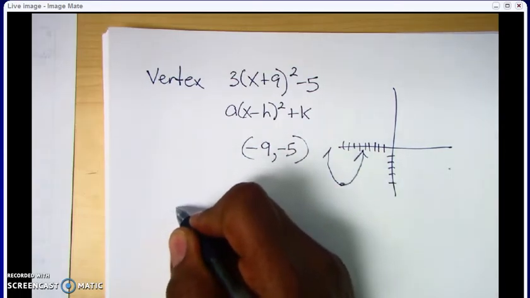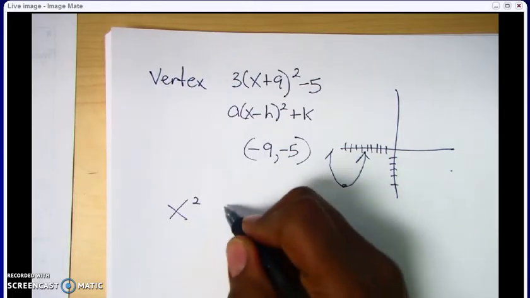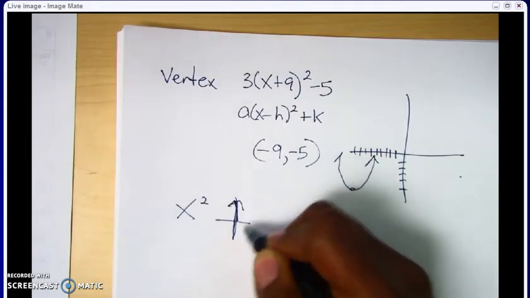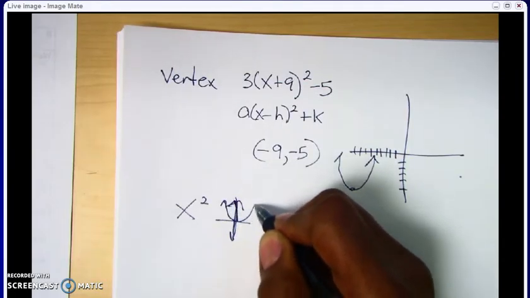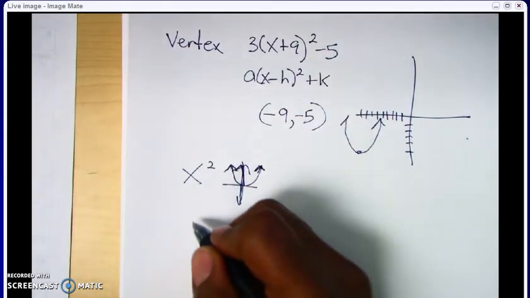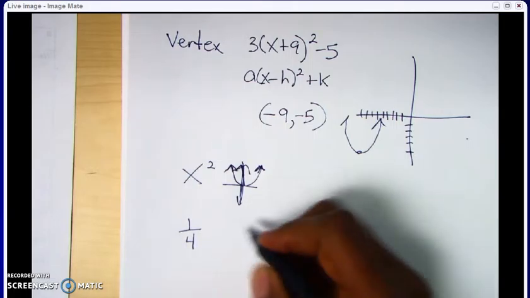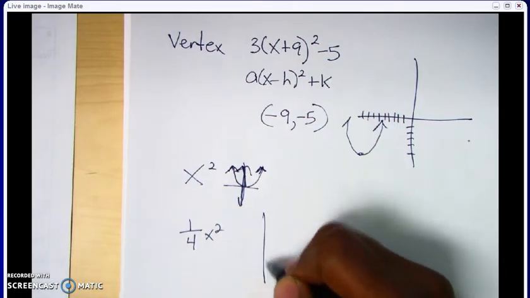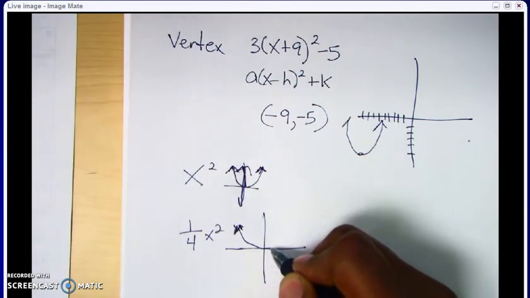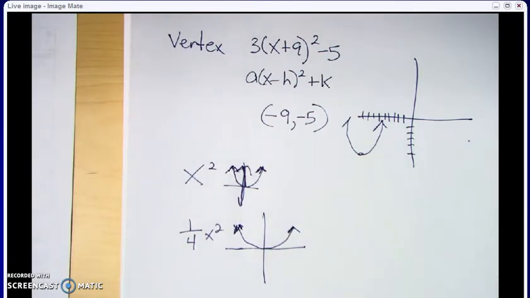For instance, if it was just x squared, let me draw a little grid here. It would be just the basic parabola going through, something like that. That's x squared. Let's say if it was something like 1/4 x squared, then that's going to be a compression. So 1/4 is going to be a little wider than the x squared, because that right there is actually a compression.